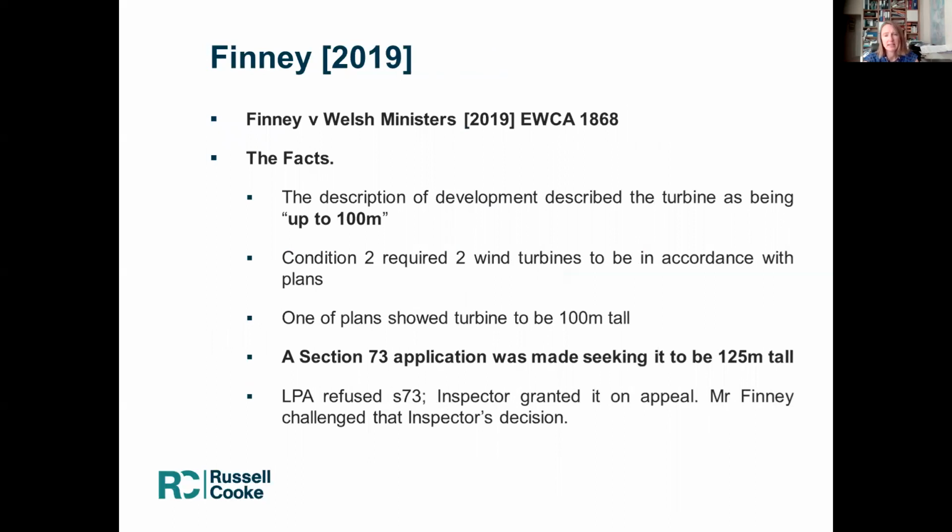So the case of Finney itself, in the description of development, it described the turbine as being up to 100 metres. There was a condition attached to that permission which required the 2 wind turbines to be in accordance with plans. One of those plans showed the turbine to be 100 metres tall. A Section 73 application was then made, trying to make it 125 metres tall.